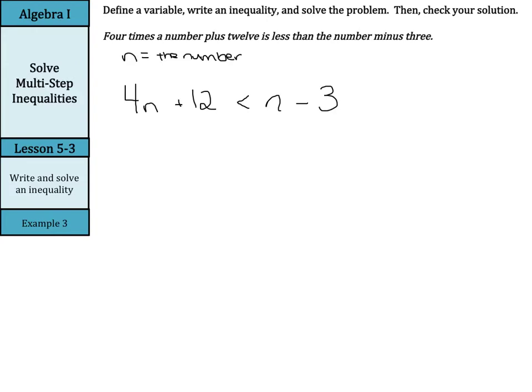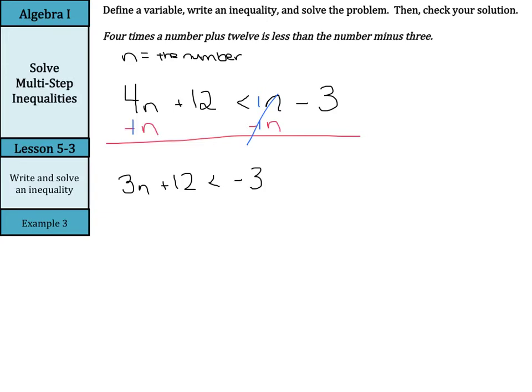Let's get all our variables onto one side first. We have 4n here and n there. Let's go ahead and subtract the n from both sides first. And remember, that's the same thing as 1n. So it's not like the n is just going to disappear here. There it does. But 4n minus 1n is 3n plus 12 is less than, don't lose track of that negative, 3.